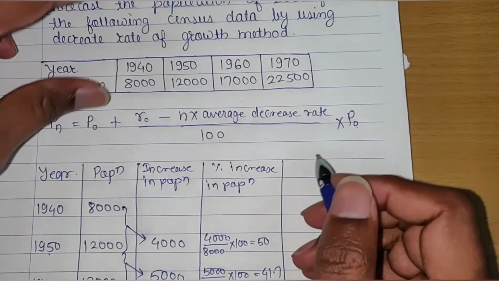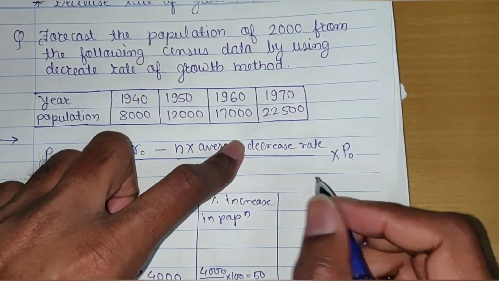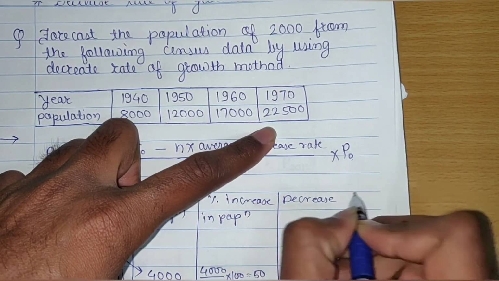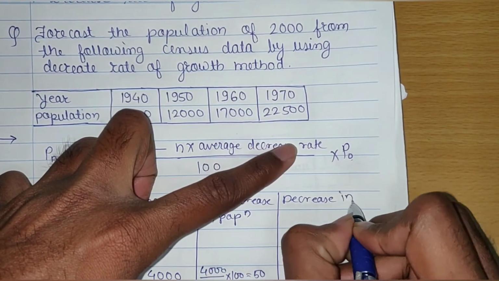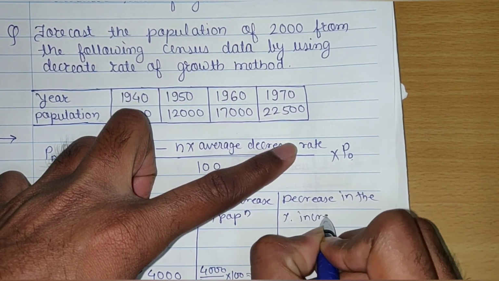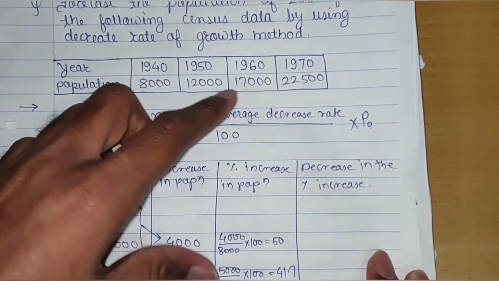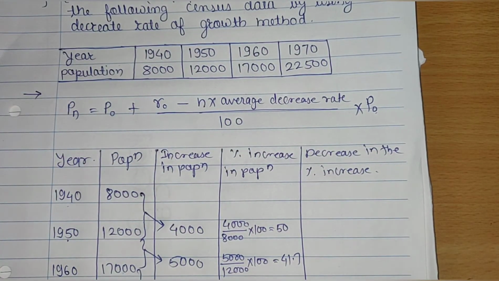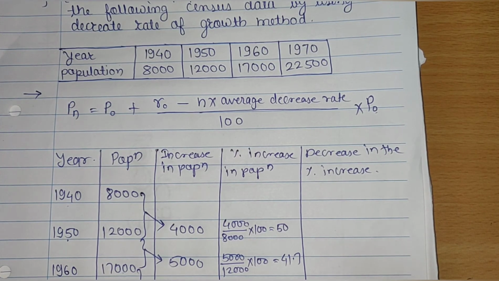Okay, so the next column is the decrease in the percentage increase, which is important for this method. This column indicates how much is the rate of decrease in the growth rate.